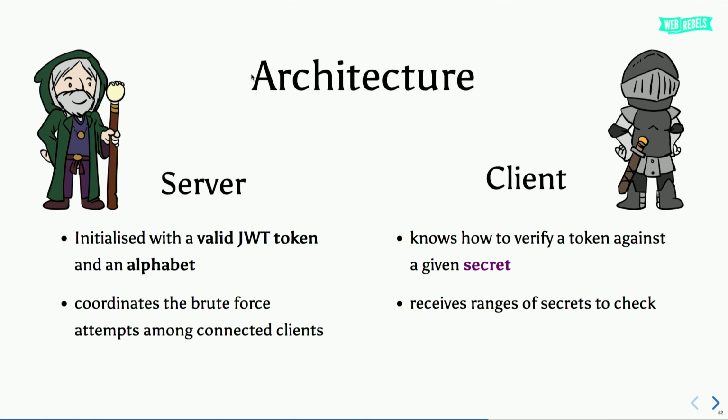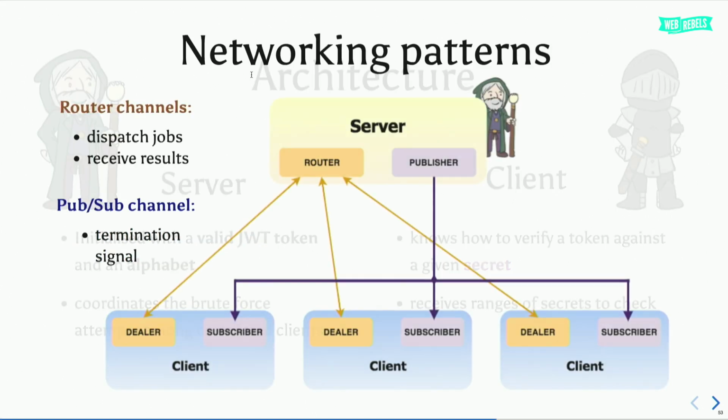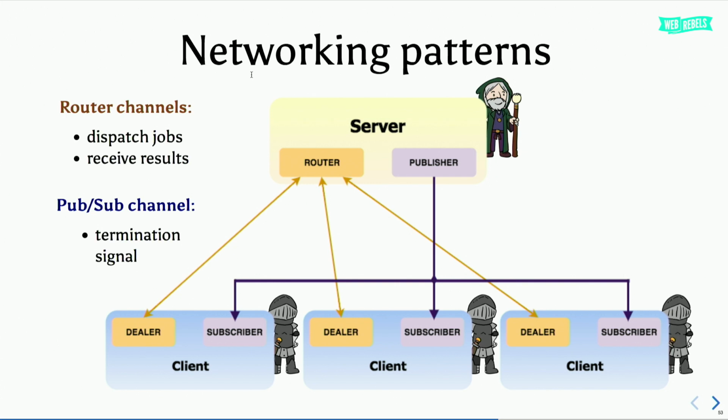So we said again that this application we are building is distributed, so we have a server and a number of clients. The role of the server is just to initialize the context with a given JWT token and a given alphabet, and then to coordinate the work of all the clients. So the clients will know what to do in order to verify if a token is matching a given secret, and they will receive all the information from the server that is coordinating the work between all the different clients. We are going to use some specific network patterns that are available in ZeroMQ to coordinate this message exchange.